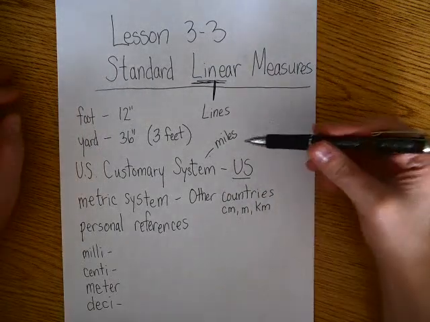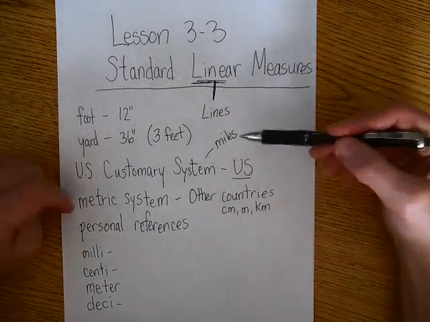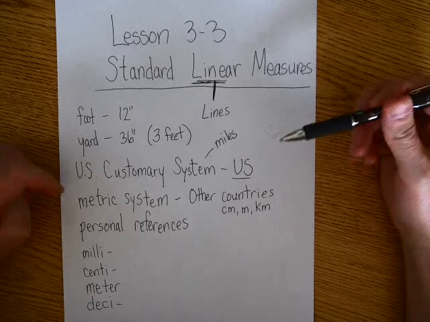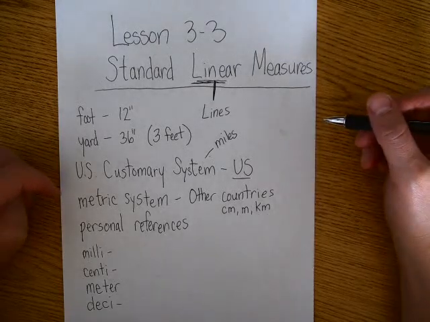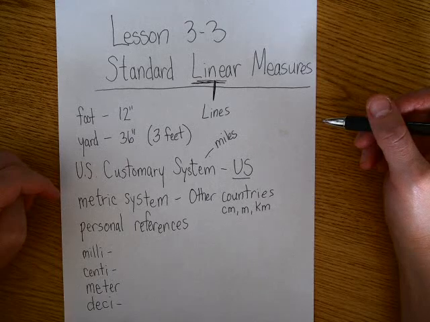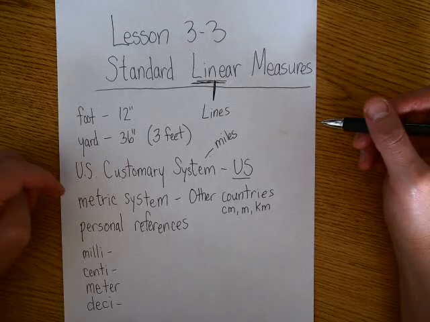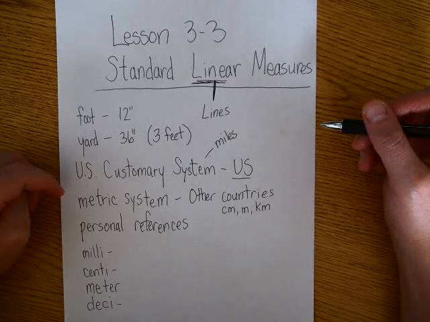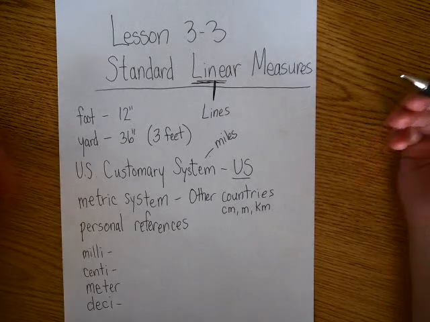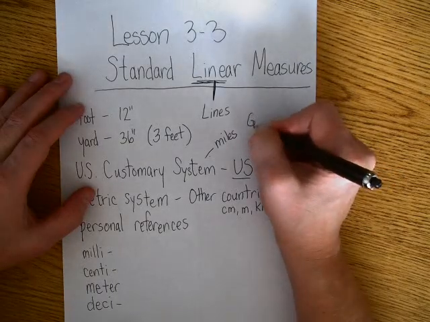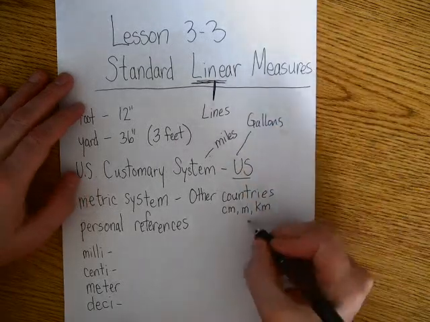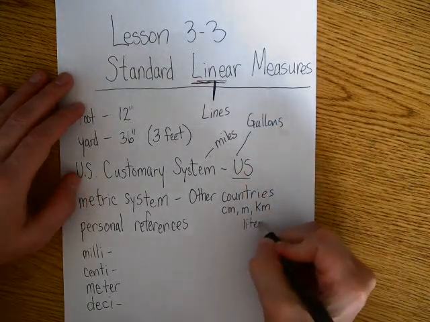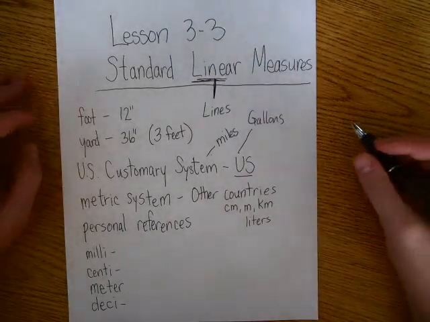Usually there's something that comes close in the other system, and American children usually have to learn to go back and forth between the two. That's very important for you because you're growing up with both systems. Sometimes you see things in gallons. Gallons are the U.S. customary system. Sometimes you see things in liters. Liters are the metric system.